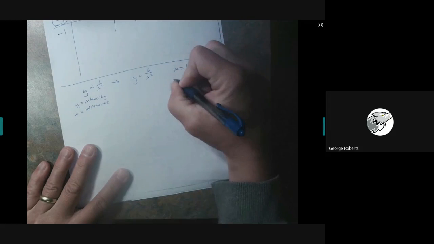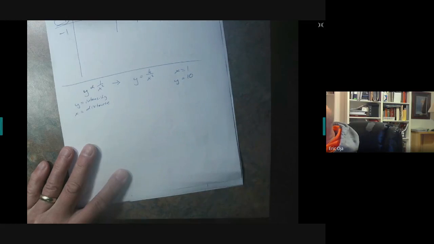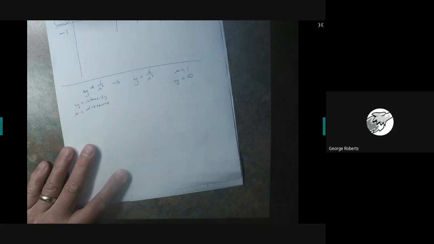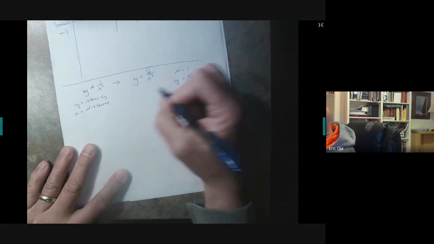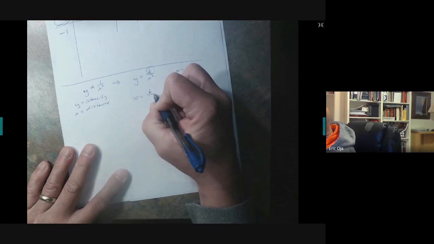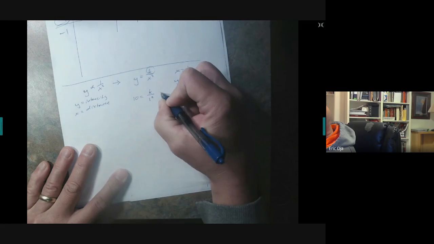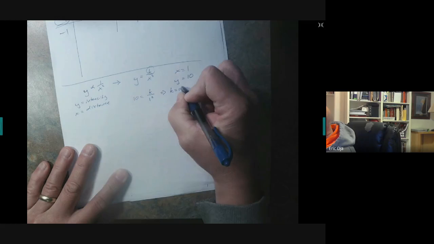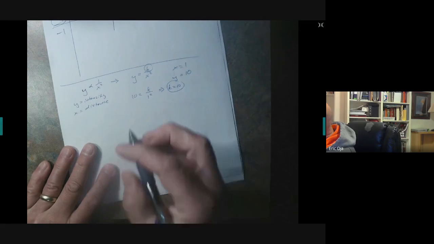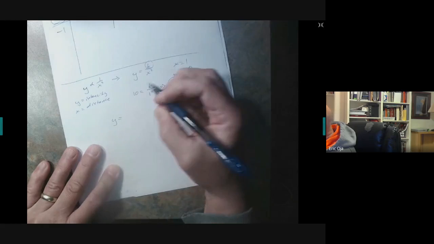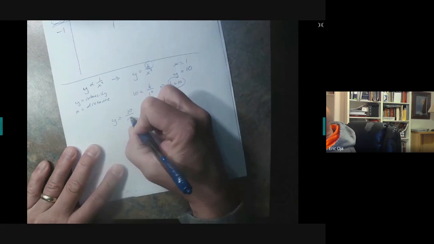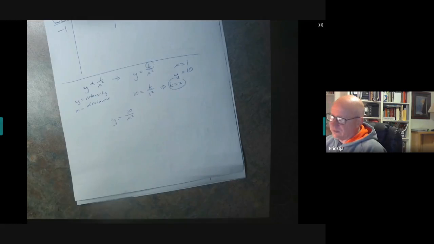Then, at a distance of 1 meter, the intensity of a jet engine noise is 10 watts per square meter. So when x is 1, y is 10. That means we can use that to solve for k, which is what we call the constant of proportionality. If I plug in 1 for x and 10 for y, I get 10 equals k over 1 squared, which just means that k equals 10. Now that we know what k is, our equation is y equals 10 over x squared. So now we can use that equation to find any output we want when we enter an input.